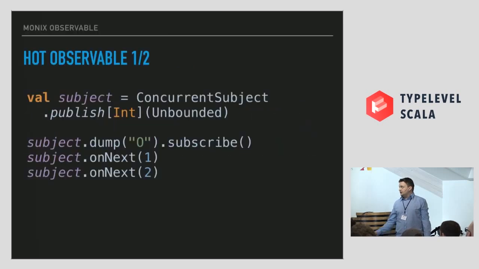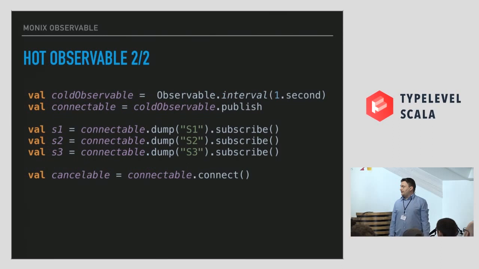So we can have hot observables, which are data sources that share their source. Observables usually are cold, that's the default, meaning each subscriber gets their very own data source. But you can share it. This is like memoization on task. You can share the data source to multiple subscribers. If you have a connection that's expensive, this is useful.